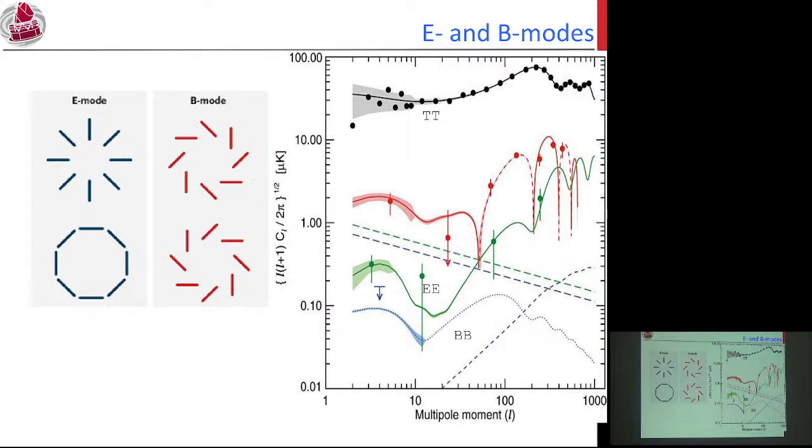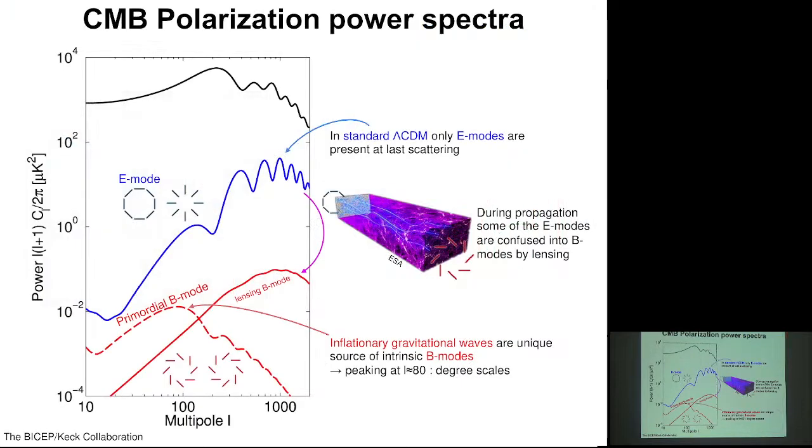It can be of primordial origin. This is the theoretical one. I have a better one from Planck. So we have this E-mode power spectrum. To go quickly, B-mode has two parts. One is the primordial part and the other one is the lensing part.